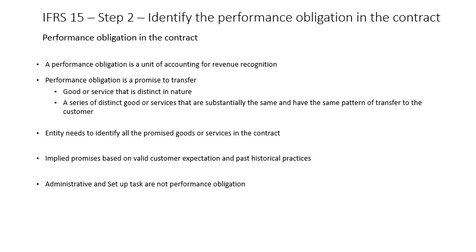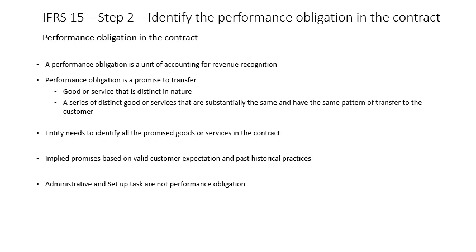A performance obligation is a promise to a customer to transfer goods or services that is distinct in nature, or a series of goods or services that are substantially the same and have the same pattern of transfer to the customer. The first thing the entity needs to do is to identify all the goods and services promised to be transferred to the customer in the contract. Now, there are few important things which should be kept in mind.